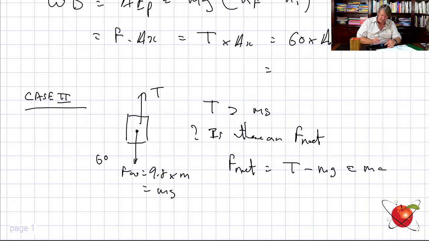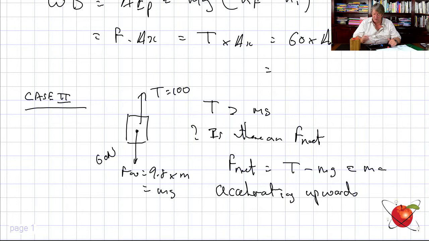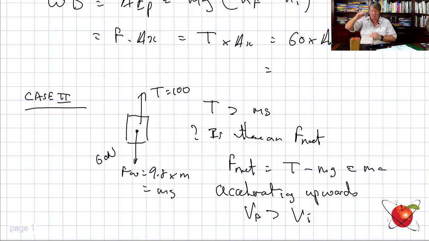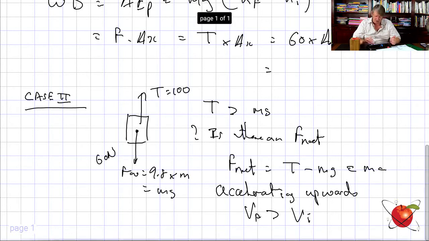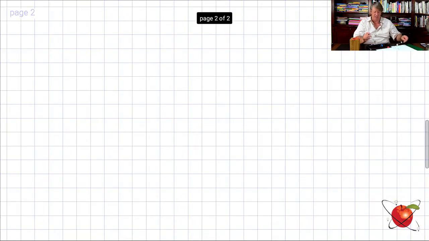So we said this was 60 newtons down. Now let's take this as 100 up there like that, okay? So if there's an F net, my body is accelerating upwards, right? It's accelerating upwards. Now, if it's accelerating upwards, it means that V final is greater than V initial. The velocity here is greater than the velocity there because it's accelerating in an upwards direction. Okay, well, that's cool. So what does that mean?